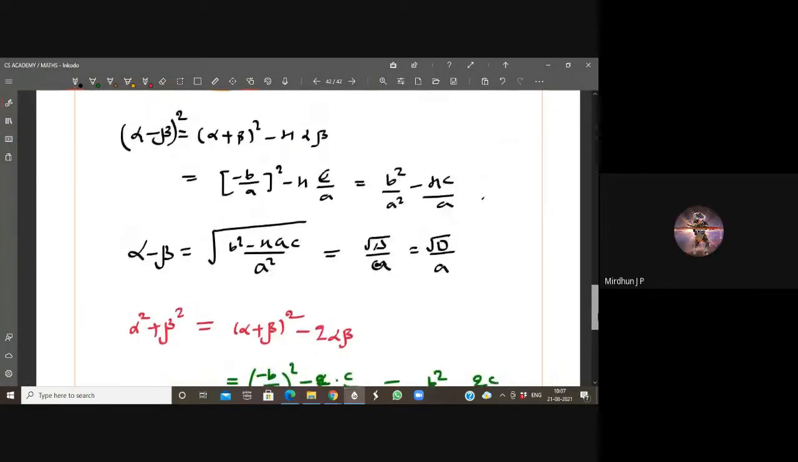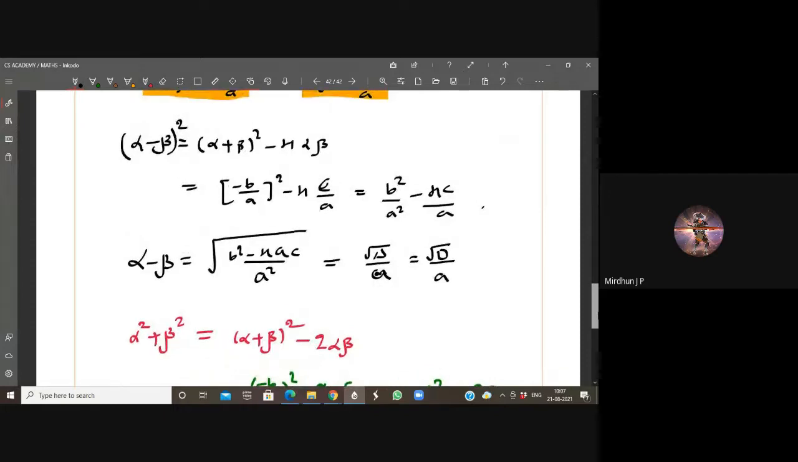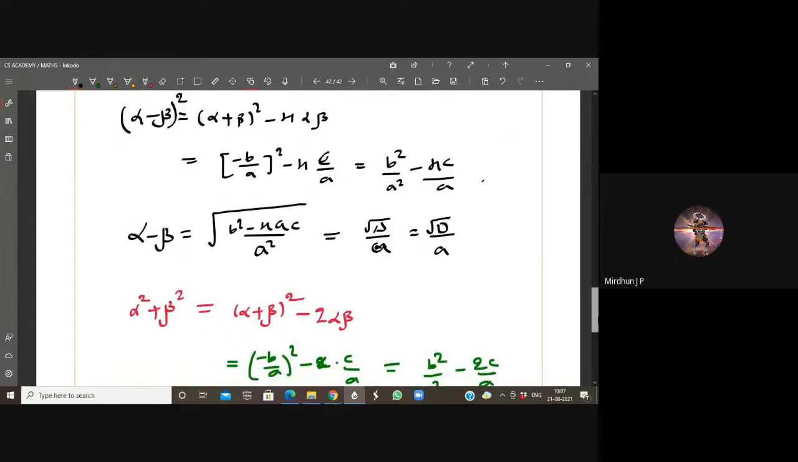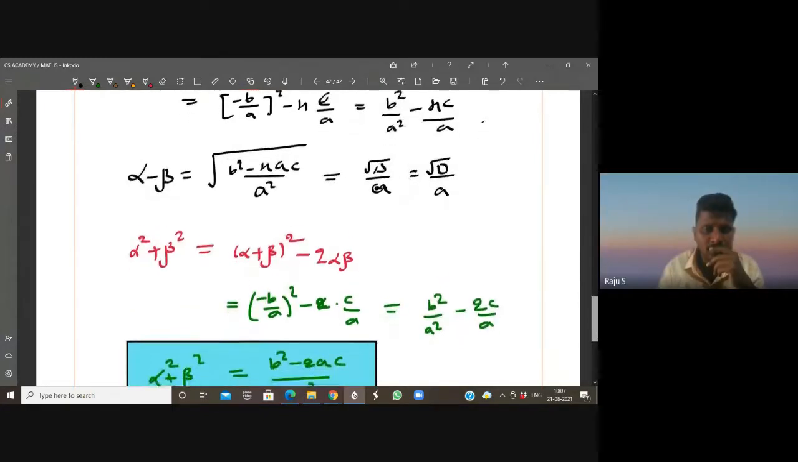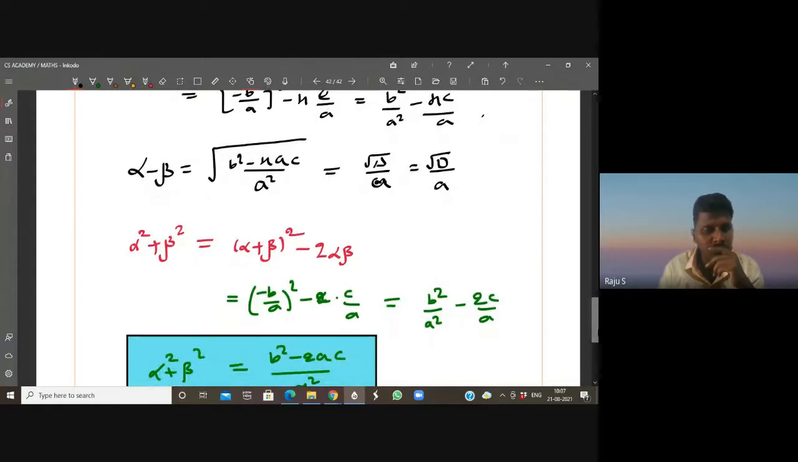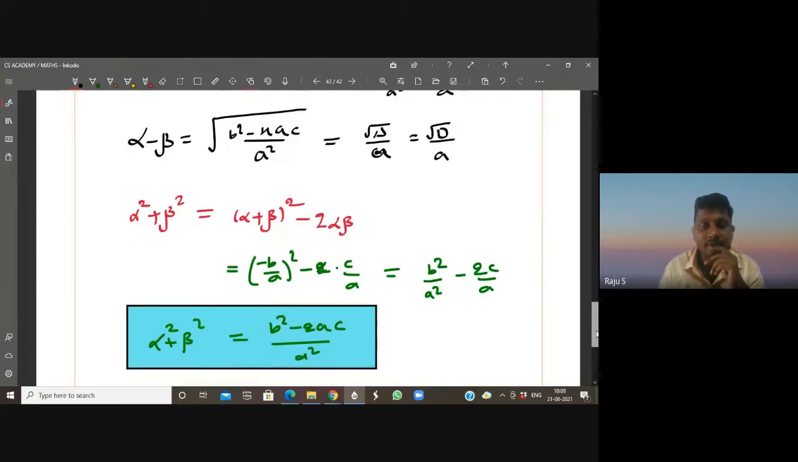Sir, we can write alpha cube plus beta cube as alpha plus beta into alpha square plus beta square minus alpha beta. That's all. That's it. In that, again, alpha plus beta value we know directly. Then what is alpha square plus beta square minus alpha beta, right?